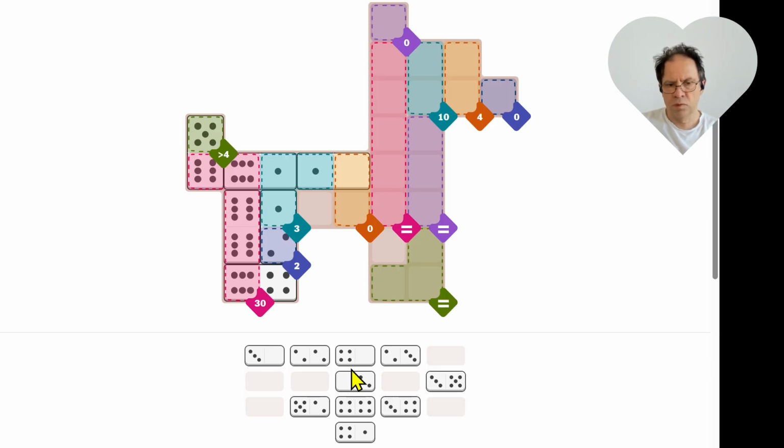Do we have enough 2s left? 1, 2, 3, 4, 5, yes. Do we have enough 4s left? Yes, barely. 1, 2, 3, 4, 5. So we don't know yet which of those are 2s or 4s still. Do we still have a 0, 2 and a 0, 4 though? Yes, we do. Okay, so that doesn't rule it out yet.